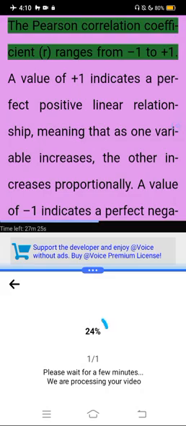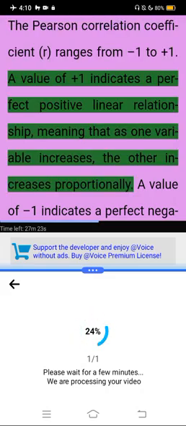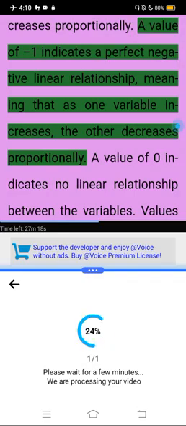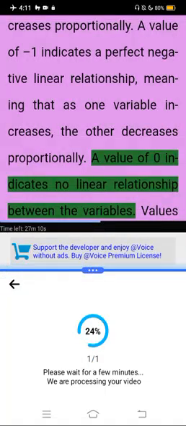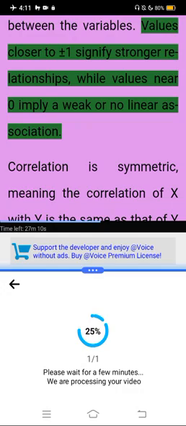The Pearson correlation coefficient r ranges from -1 to +1. A value of +1 indicates a perfect positive linear relationship, meaning that as one variable increases, the other increases proportionally. A value of -1 indicates a perfect negative linear relationship, meaning that as one variable increases, the other decreases proportionally. A value of 0 indicates no linear relationship between the variables. Values closer to plus or minus 1 signify stronger relationships, while values near 0 imply weak or no linear association.